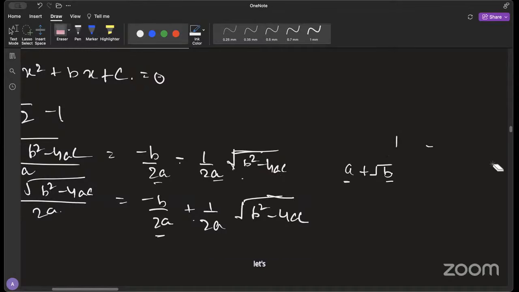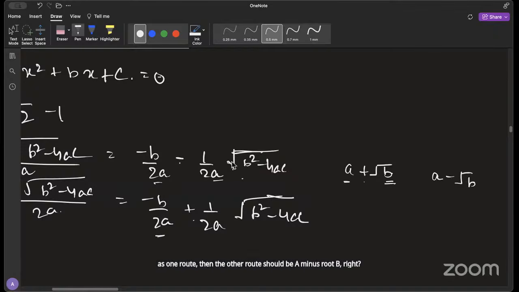Let's stick to this. The roots are conjugates of each other. If you have a plus root b as one root, then the other root should be a minus root b, because the signs are changing. That's a property.